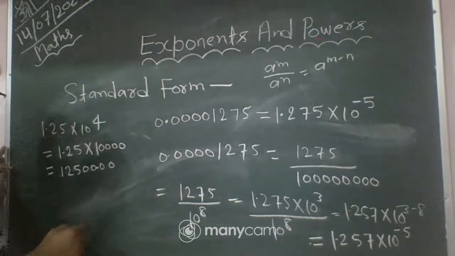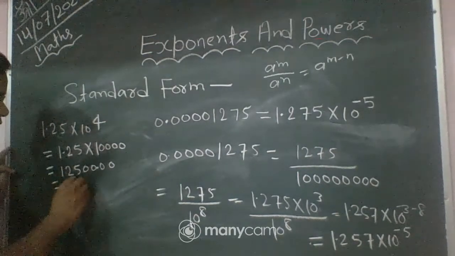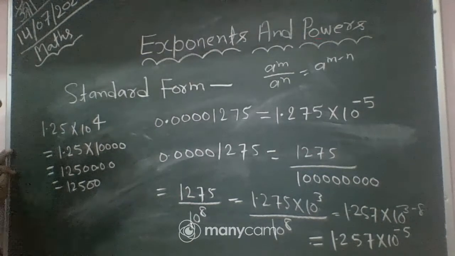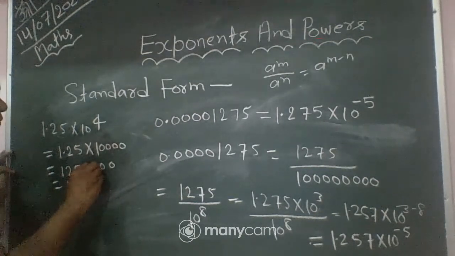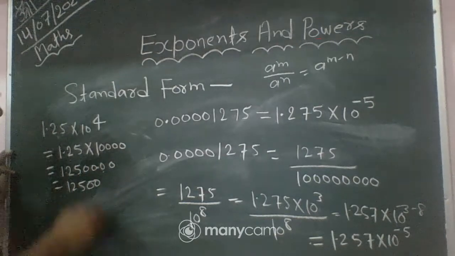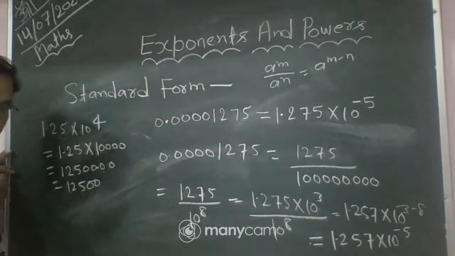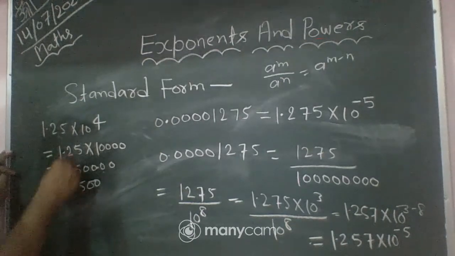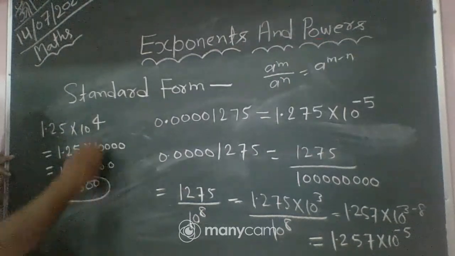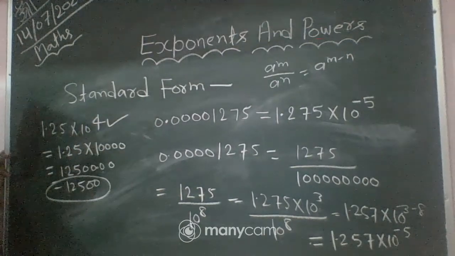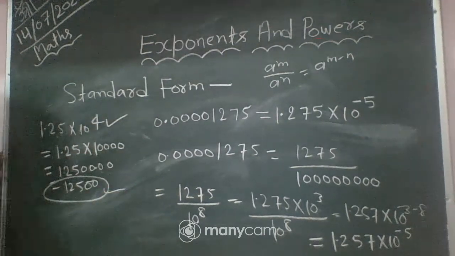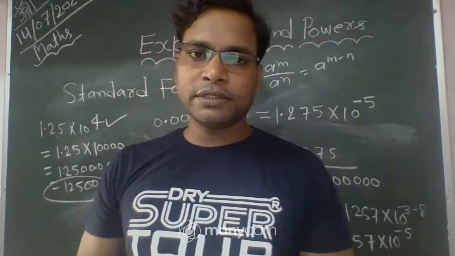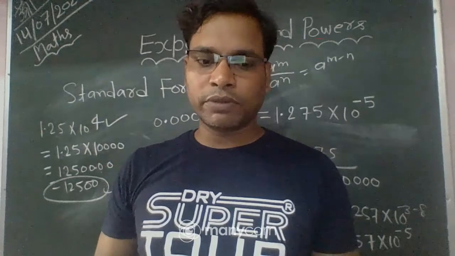So you can write it as 12500. After the decimal, zeros have no value. So you can write like this. This is 12,500. This is the usual form, and this is the standard form. Now we are going to solve exercise 12.2, question number 1. Let's see.